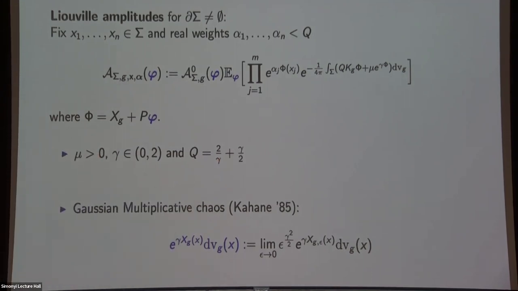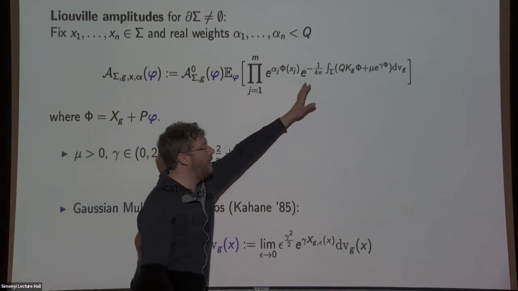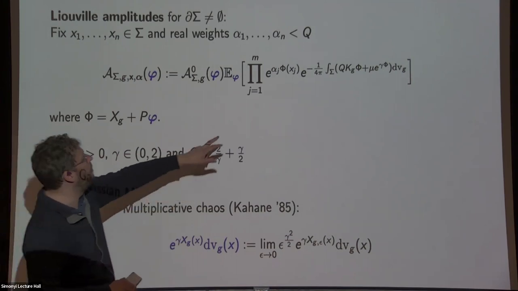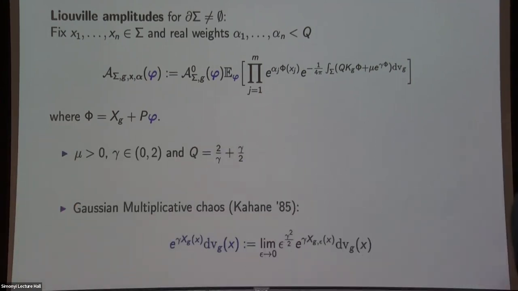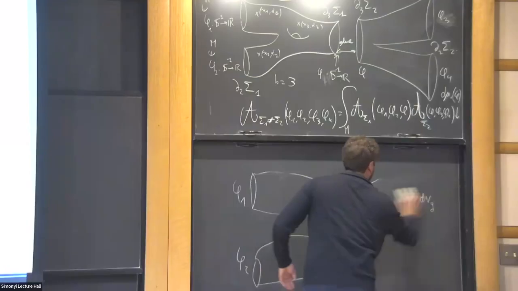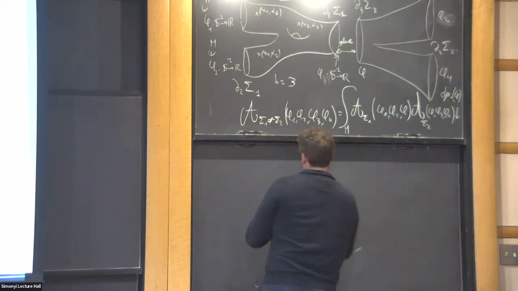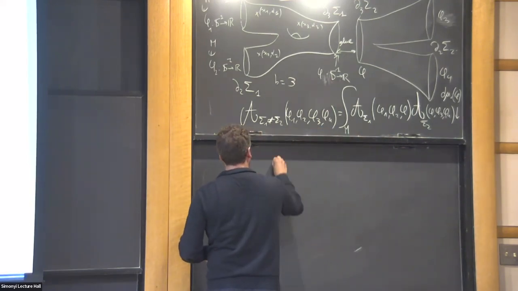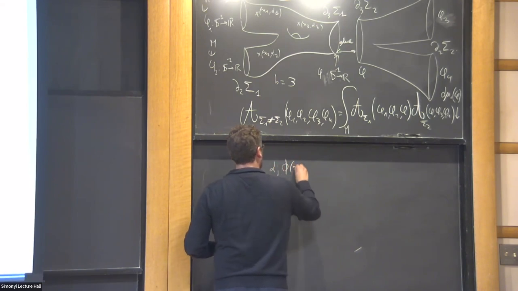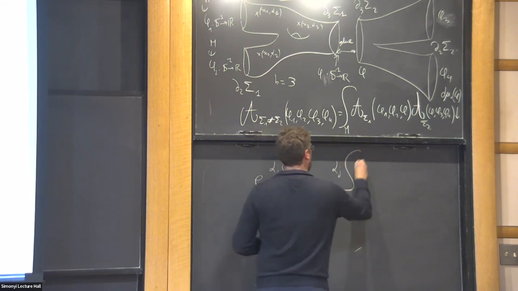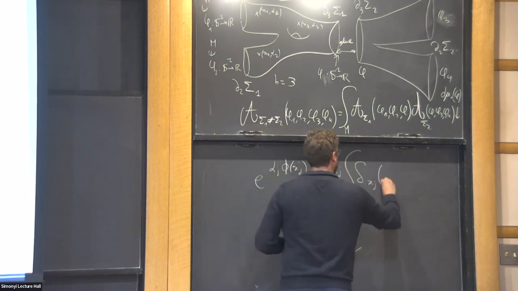Last thing I want to say on this definition is the geometric content of this formula. Look, what is phi? Exponential alpha j phi of x j, well, you can see this as exponential alpha j times the integral of the Dirac mass, right?